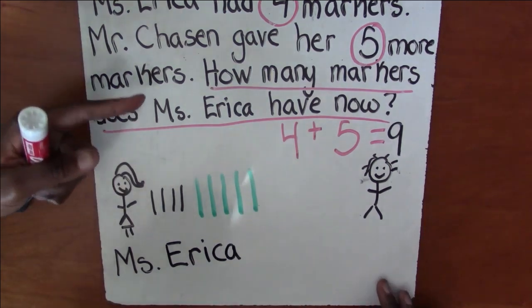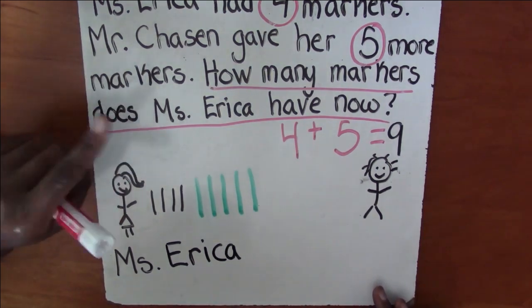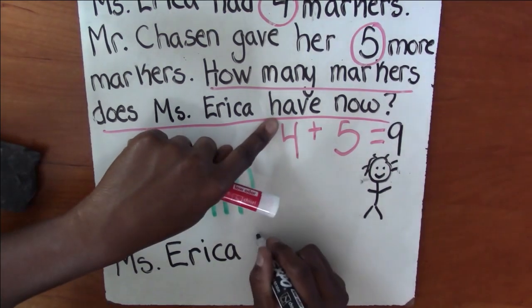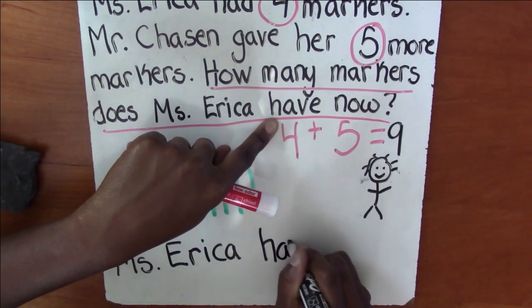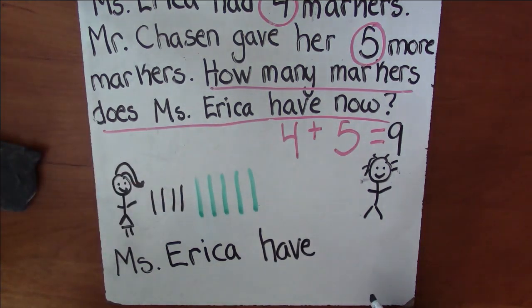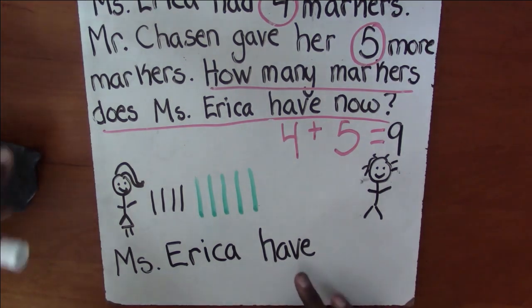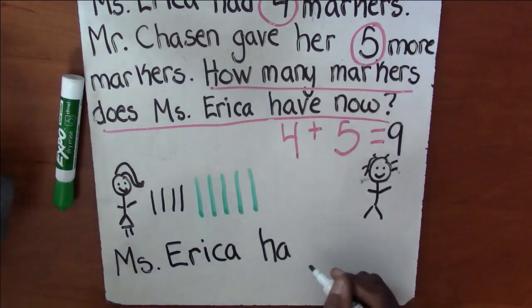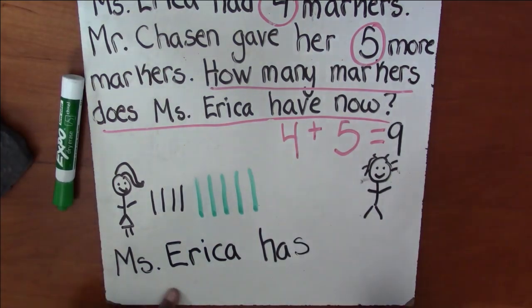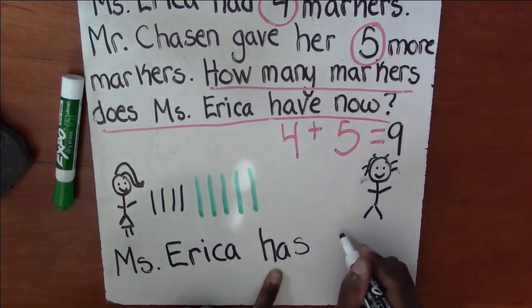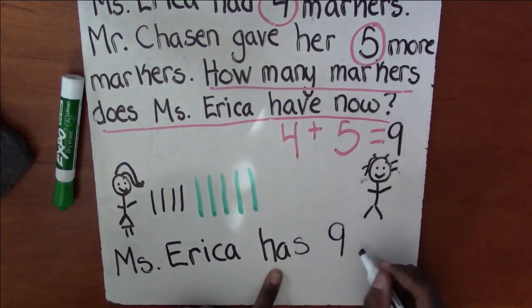Okay, so it says, how many markers does Miss Erica have now? Miss Erica, I'm just gonna go with that word. Have. Miss Erica have, that doesn't sound right. Miss Erica has, that sounds better. Miss Erica has, oh, what do I have? Oh, I have 9 markers.